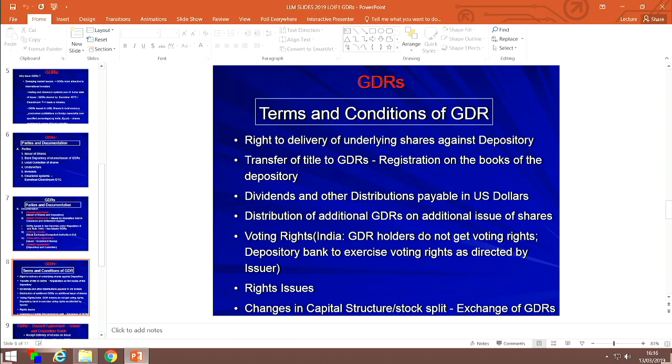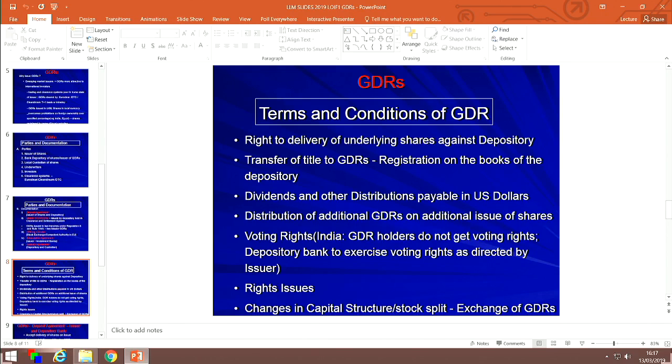Voting rights. I think that's the question that you started with. Usually the voting rights on the shares are transmitted to the GDR holders, and they have a right to exercise those rights by giving instructions, not to the issuer, but to the depository bank. But in many jurisdictions, India being the classic example, GDR holders do not get voting rights in relation to the shares on deposit. Those voting rights remain with the depository bank.